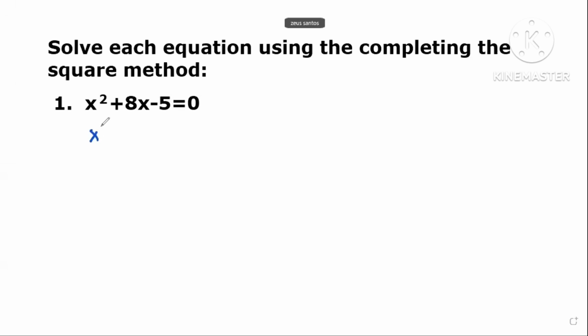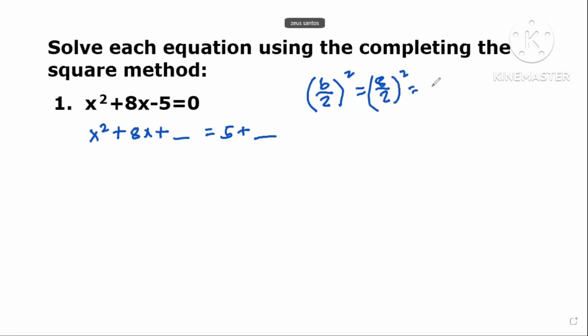Okay? So we have x squared plus 8x, and then I will leave a blank here kasi mayroon tayong i-add yan later, no? Equals 5 plus blank. Okay, so ano yung mga i-add natin dyan sa mga space na yan? Kukunin natin yung b natin ay 8, no? And then we take half of that and then we square. So we have 8 over 2 square. 8 over 2 is 4 squared or 16. So we add 16 to both sides of the equation.